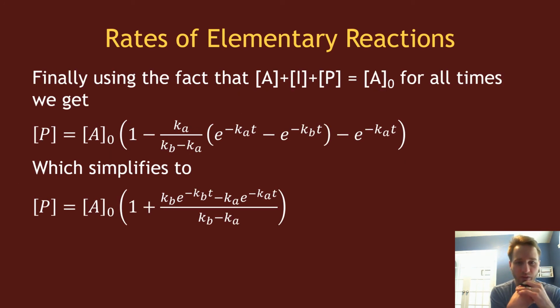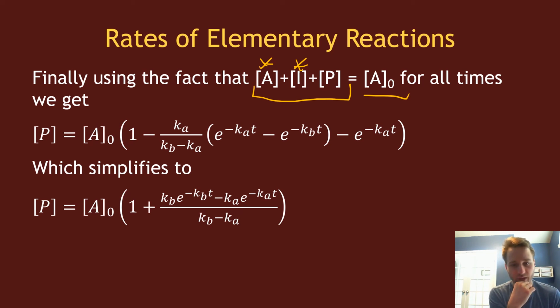Finally, we can get the concentration of P. Now we could try to do that by solving and integrating, or we can do it in a simpler mathematical way, by relating the fact, based off the stoichiometric coefficients, that the concentration of A plus the concentration of I plus the concentration of P always has to equal the initial concentration of A. And I solved for the concentration of A and the concentration of I as a function of time, so I can just plug those in.